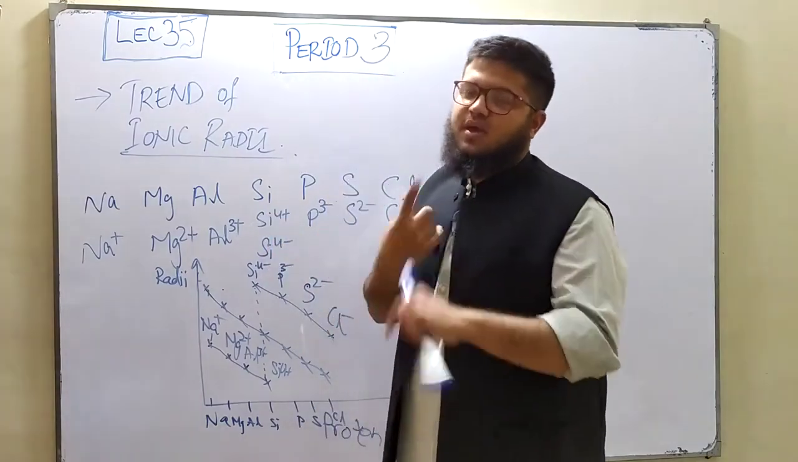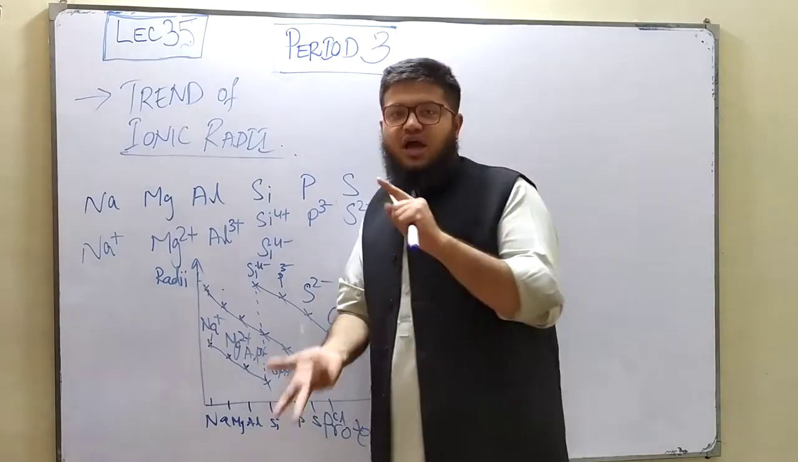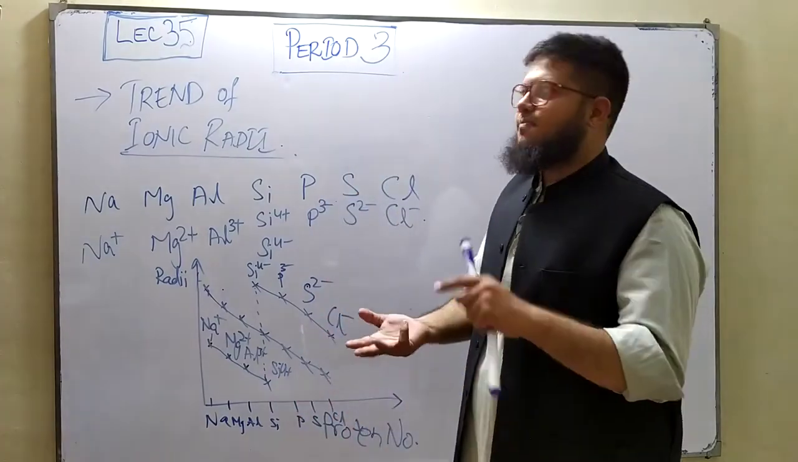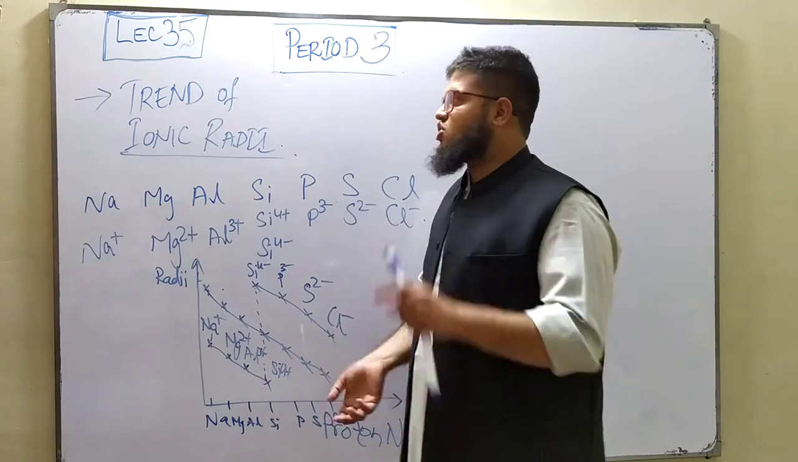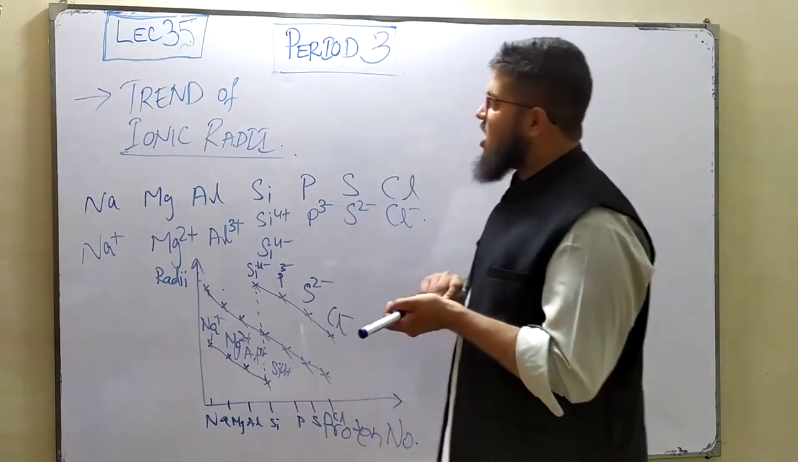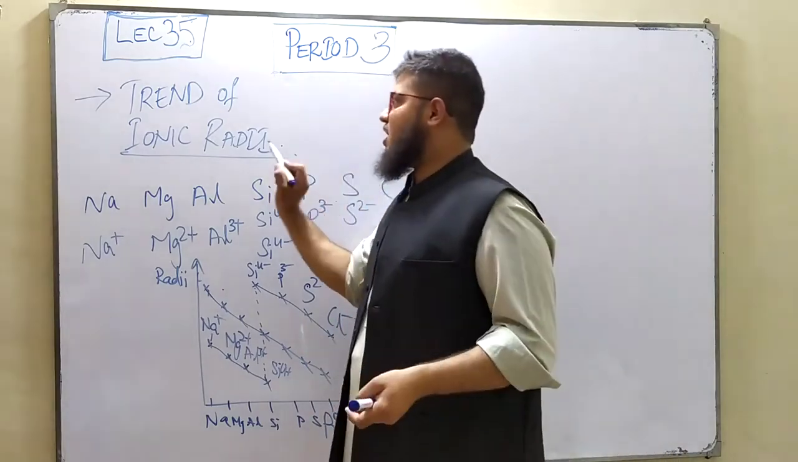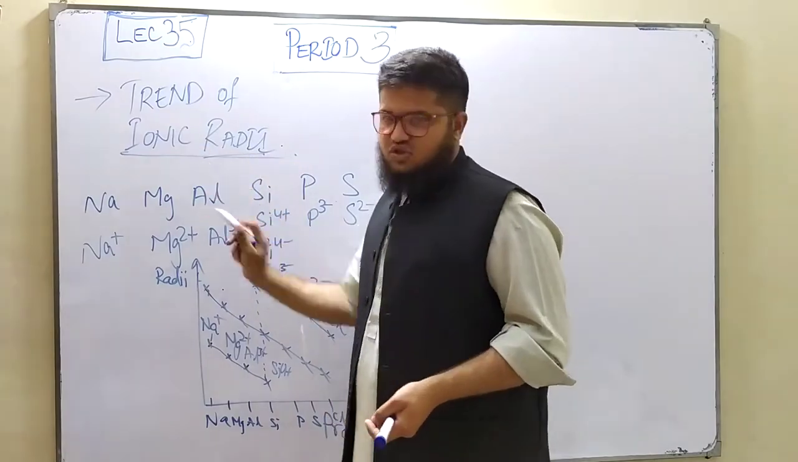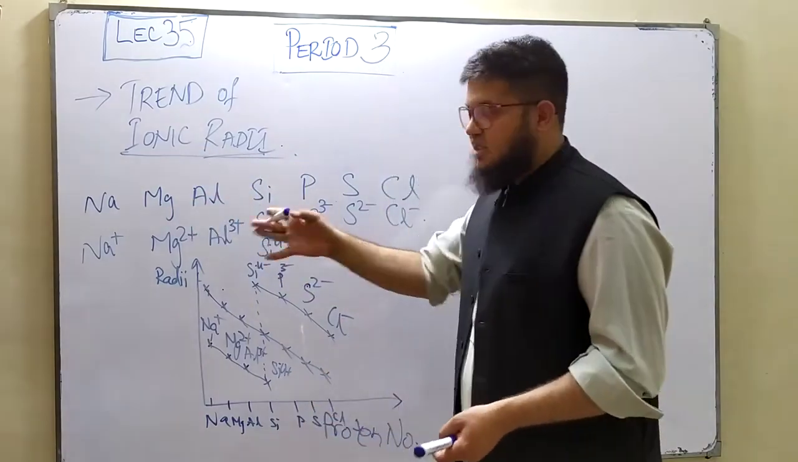We talked about the atomic radius in the previous lecture. We talked about the ionization energy, and we talked about the charge density and electronegativity in the previous lecture. In this lecture we are going to talk about the ionic radii, meaning the radius of the ions which these elements form. These are the period 3 elements.